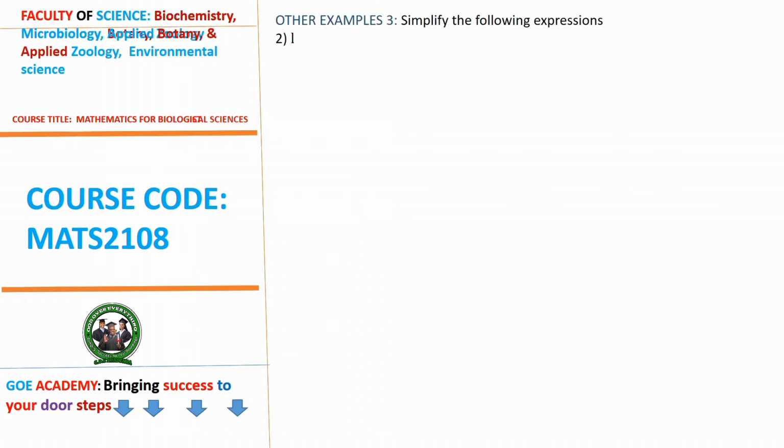So we're asked to simplify the following: ln of x raised to the power 3 times y raised to the power 4 divided by z raised to the power 5. We apply the same product rule. This is just like the reverse of the example given previously. So ln of x cubed times y raised to the power 4 will become ln of x raised to the power 3 plus ln of y raised to the power 4, all of that divided by z raised to the power 5.